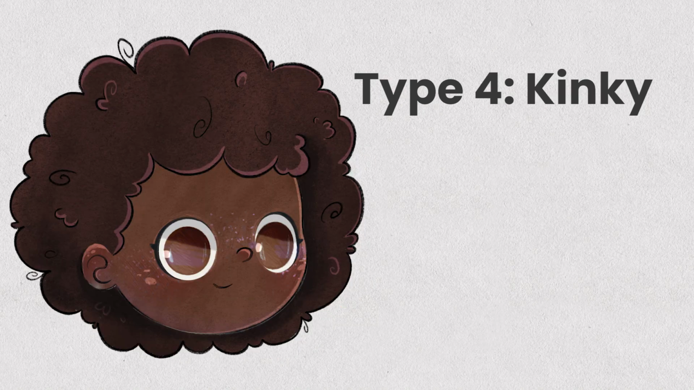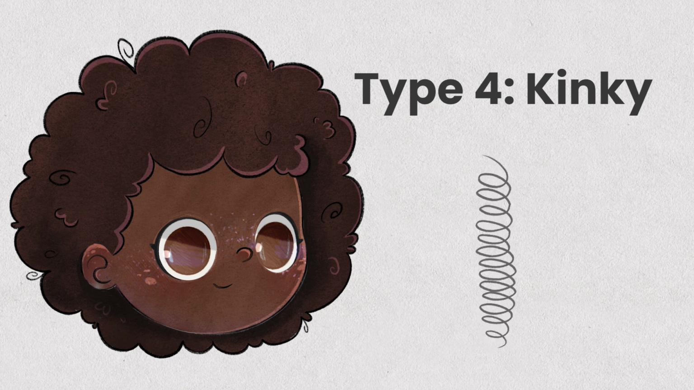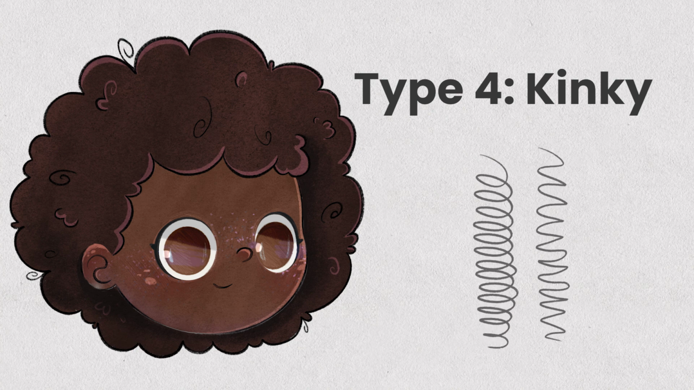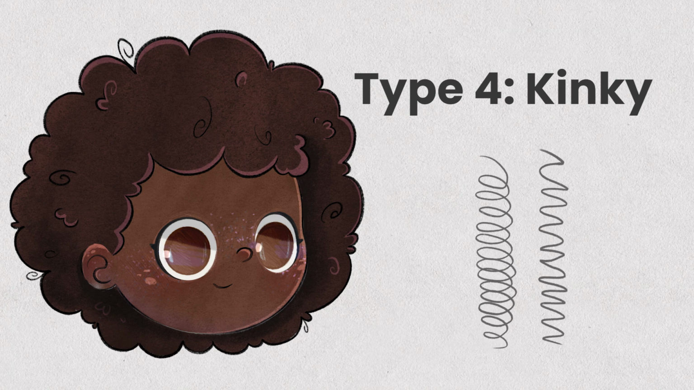In terms of type 4, kinky or coily, we really are getting little spirals and a tight, almost zigzag kind of shape, and definitely the texture starts from the root of the hair.